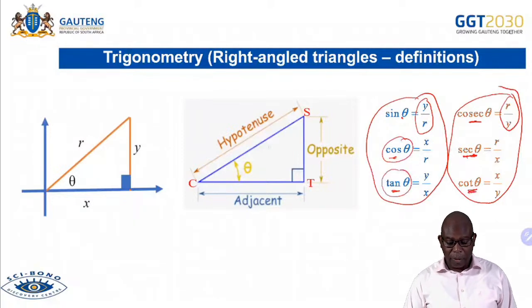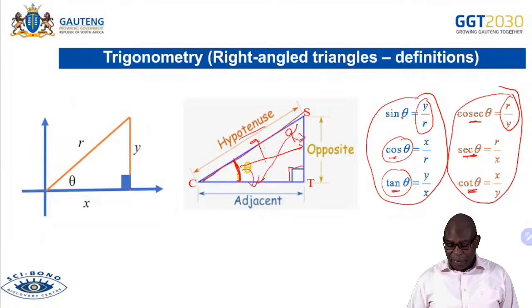So all this, the angle, if it's there, that side is the opposite, this side will be the adjacent. That side is always the hypotenuse, opposite 90 degrees. So if my angle is there, that side becomes the opposite, this side becomes the adjacent, the hypotenuse remains the hypotenuse. Okay. All right.